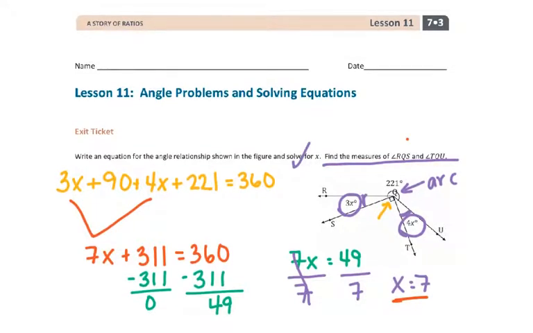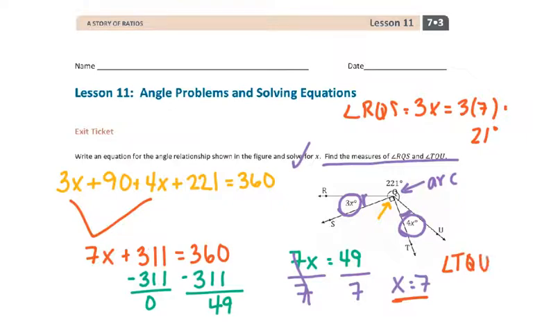So, for example, for angle RQS, they told us that that angle was 3x. Our final step in solving for that missing angle is to multiply 3 by 7. When we multiply 3 by 7, that equals 21 degrees. So we know that that angle is 21 degrees. We also needed to find the angle measurement of angle TQU, and they told us that was 4x. So we needed to multiply 4 by 7 to figure out that that angle measurement was 28 degrees. A couple of you just forgot that very last step.